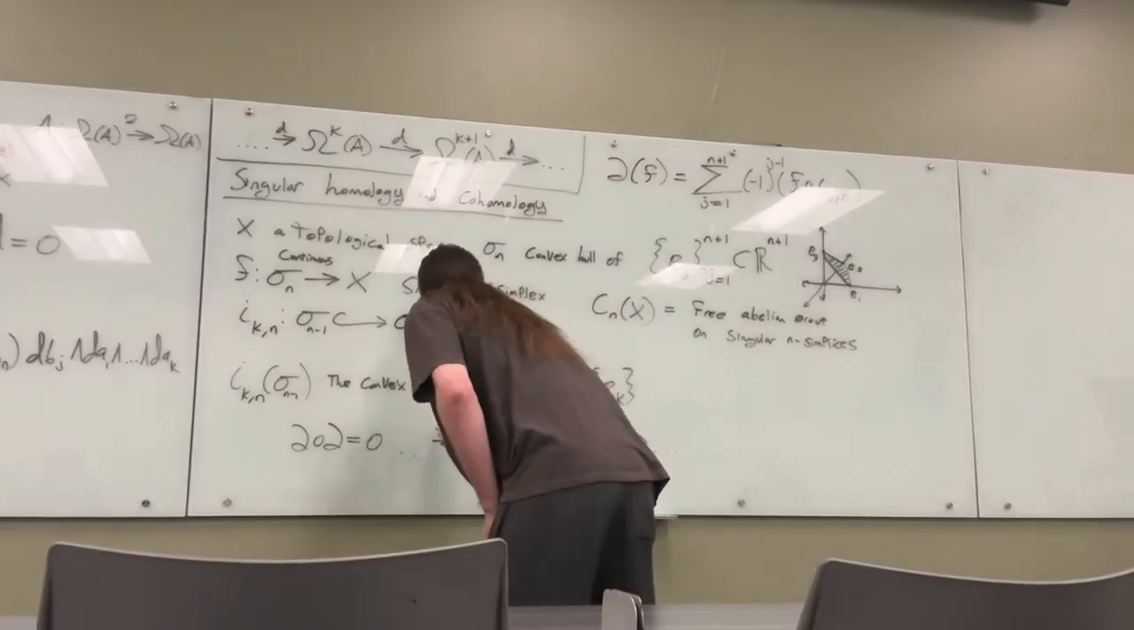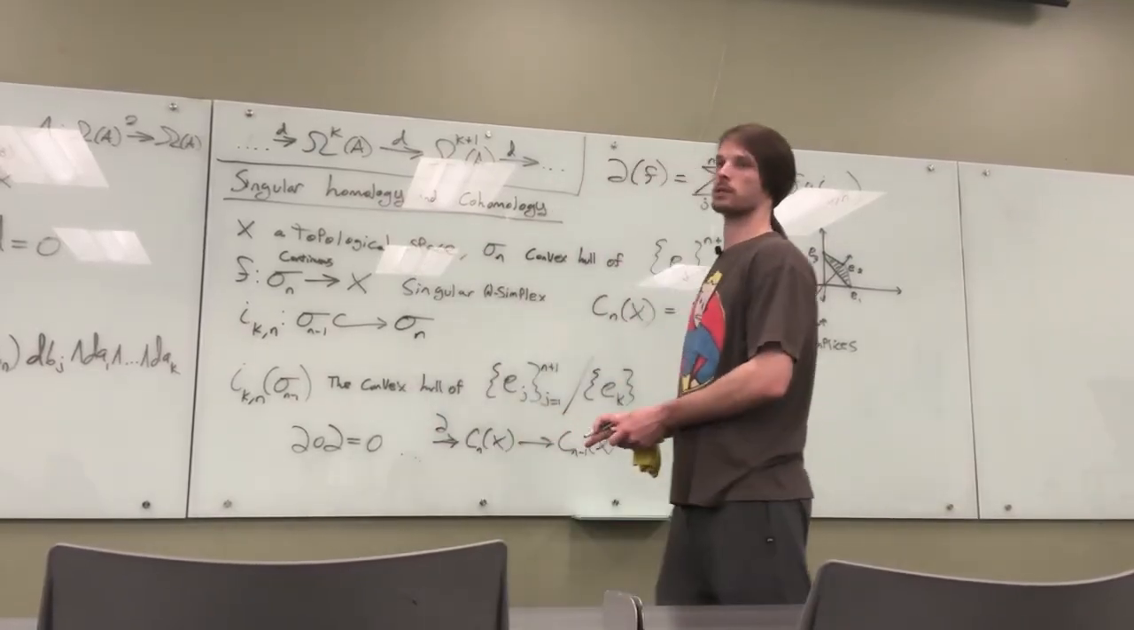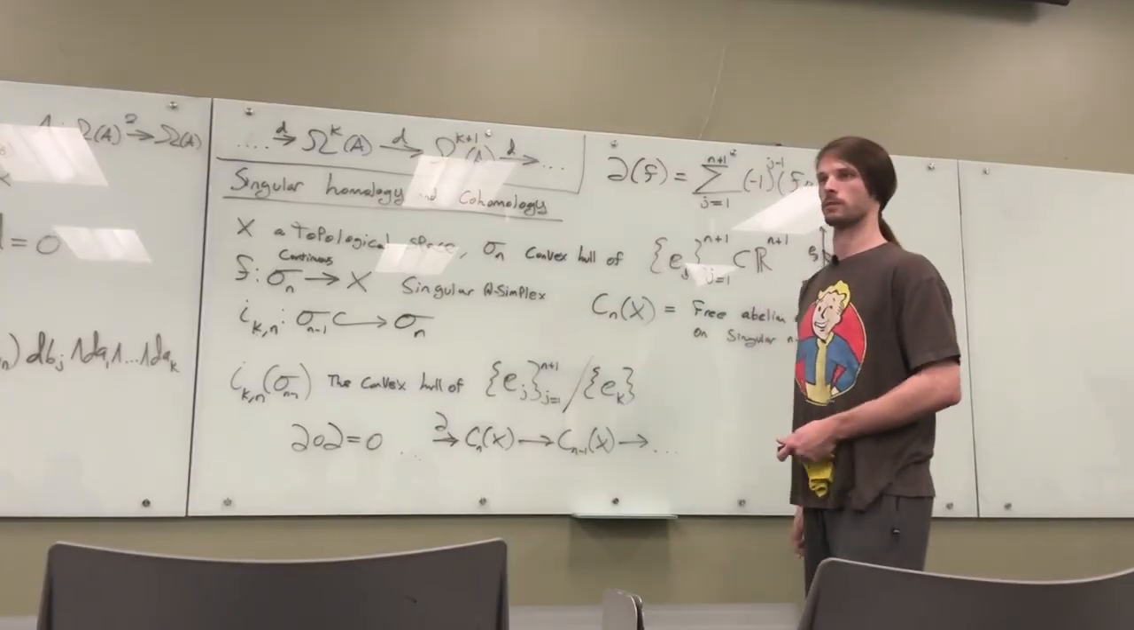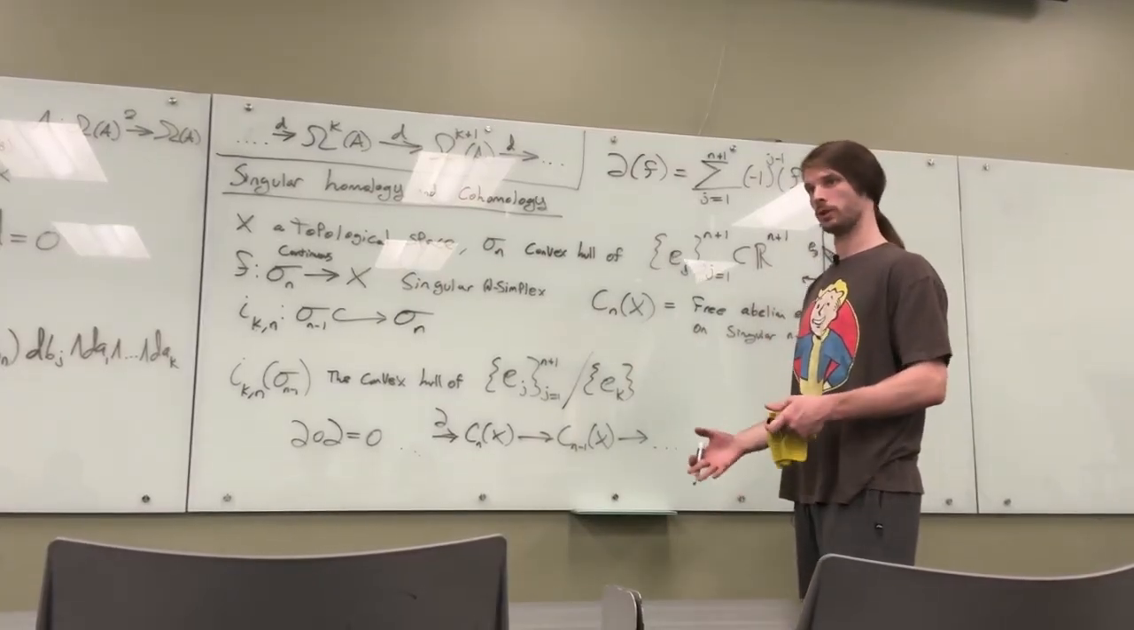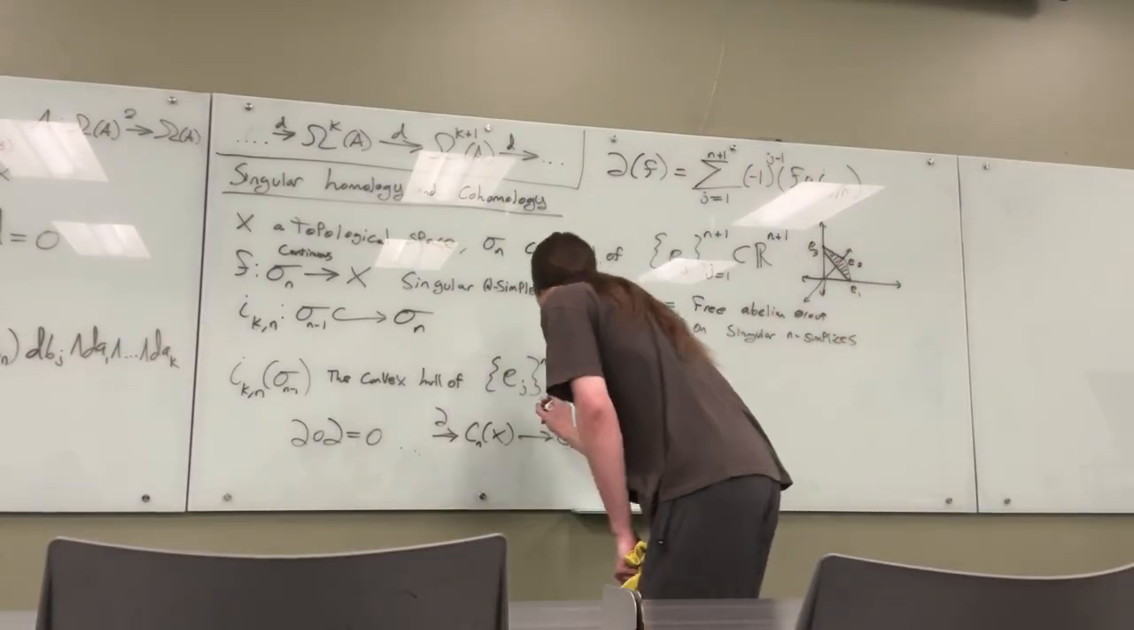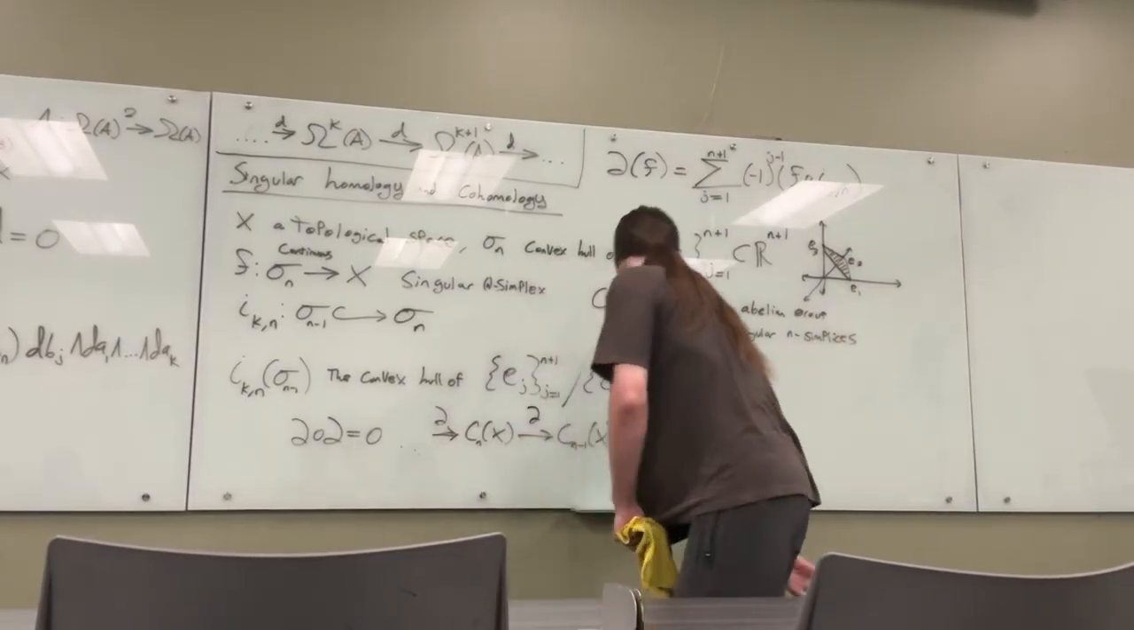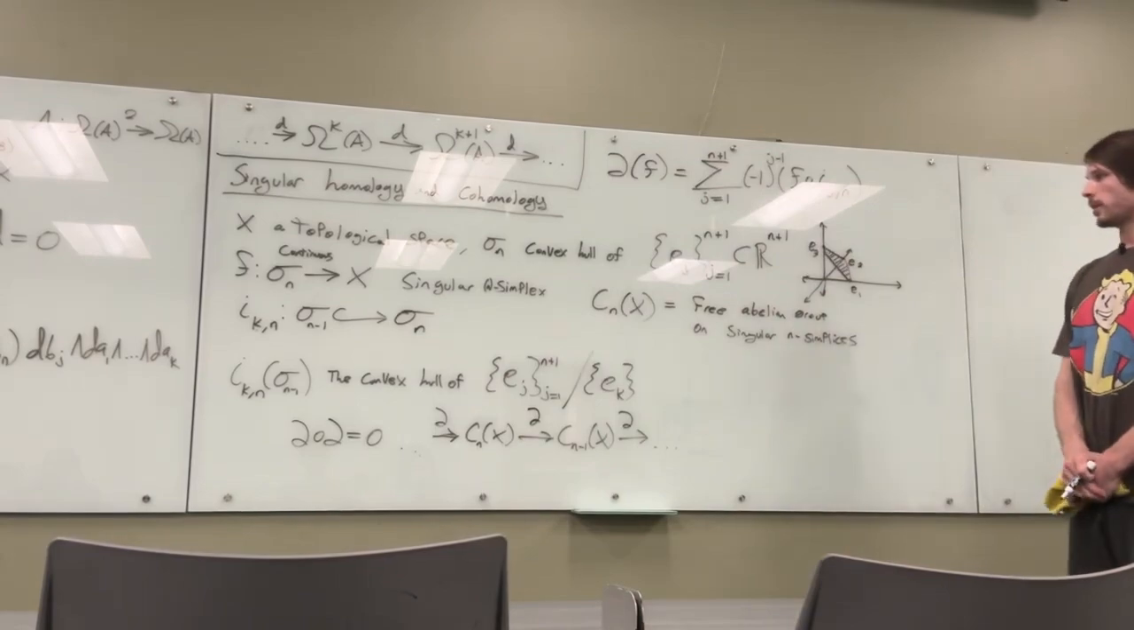No, it will not be an exact sequence in general. The only time it will be an exact sequence is if all of the different homology groups of your space vanish. So only if you're homologically trivial. All right, so there we go.